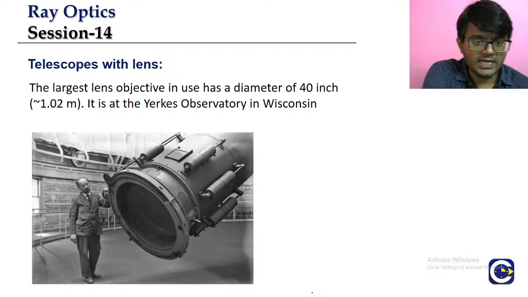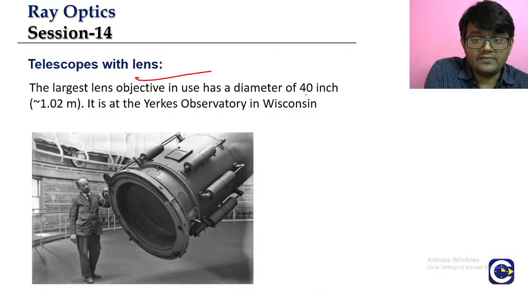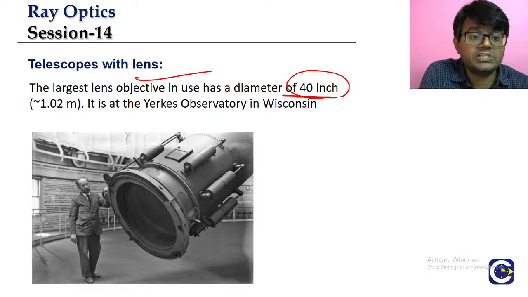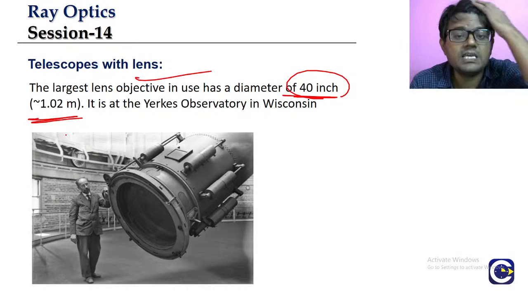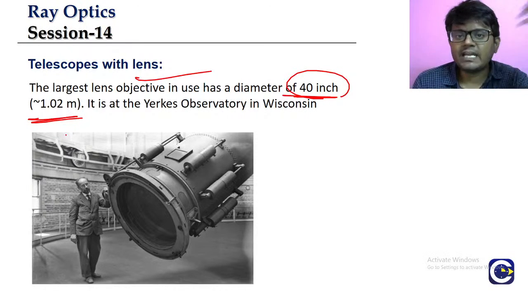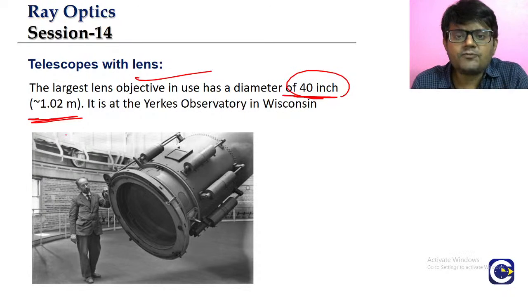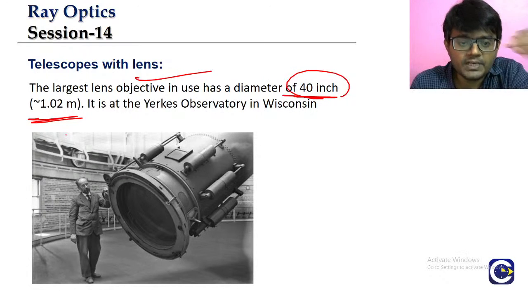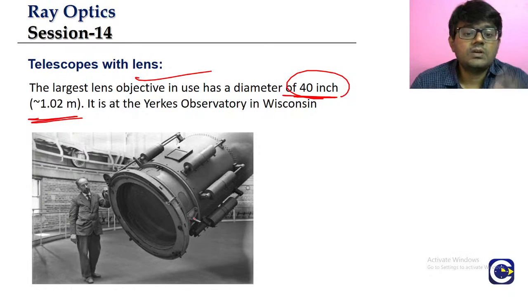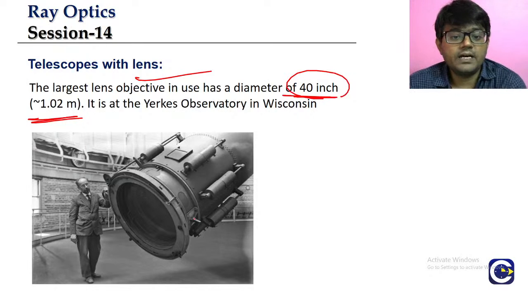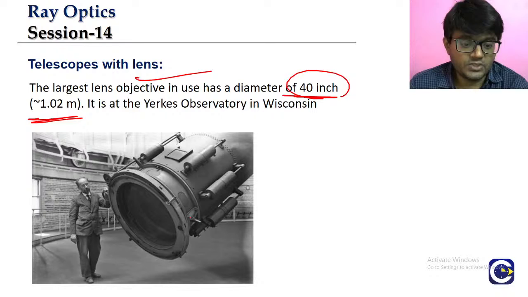In fact, the largest objective lens that we have is a lens of 40-inch diameter. If you go beyond that, generally aberrations will come. The moment aberrations come, like chromatic aberrations or spherical aberrations, the image formation will not be proper. Then there is no point in using that particular telescope. So we will be using the telescope only with very little or minimal aberrations. So where is this largest objective lens? It's at Wisconsin. You can see the diagram also for this.